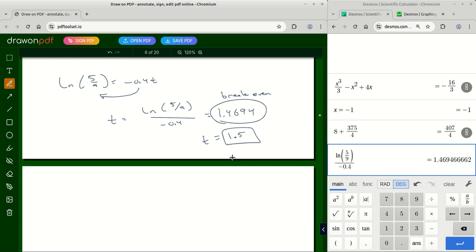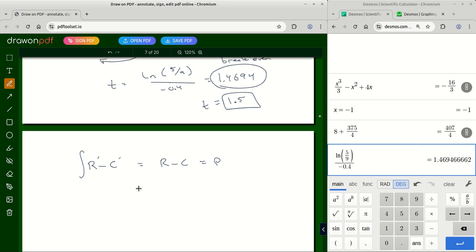And then they're wanting to find the area, which is going to be your total profit. And again, that's going to be revenue minus cost. But because they're both prime, when you integrate them, you'll have the originals, and that would give you your profit, which is what they're looking for. So essentially, it's just top minus bottom once again. So integral from 0 to 1.5, not 1.4694. They want to use the 1.5. At least that's what I have in my notes here.